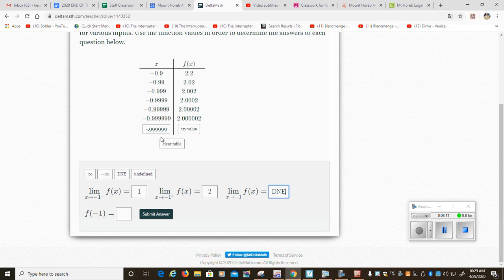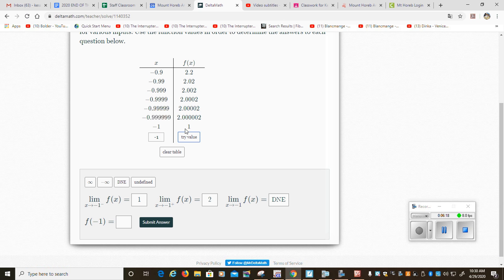Okay. Now, what is the function at negative 1? You can try typing it in. Looks like it's 1. Okay, and then you'd submit the answer. So I'm going to pause and look for another one that's different.